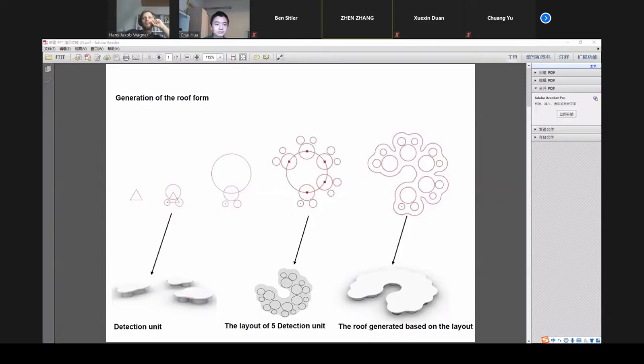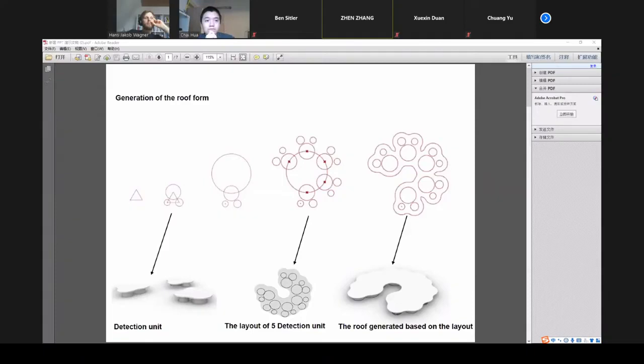Hello. Hello. Firstly, I want to introduce the generation of the roof form. As you know, we want to design a building that can be used for various adaptations, and we hope it can be applied to community.